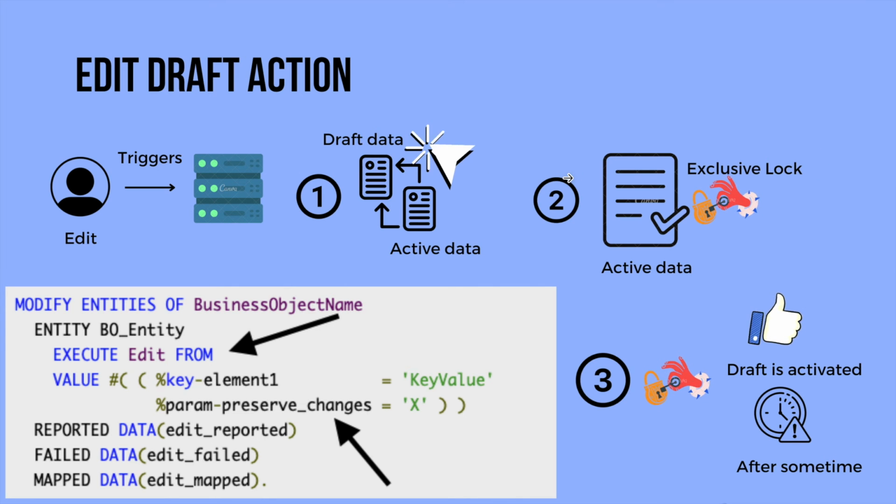Okay, finally we have a question. So this lock has been set on the active data. So what will happen to this lock? It will get expired or it will get released.